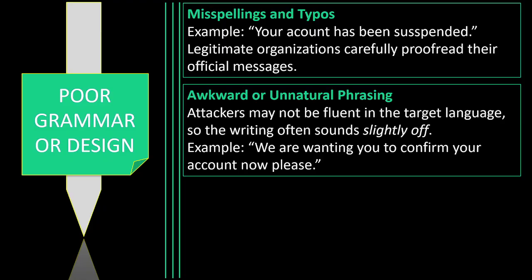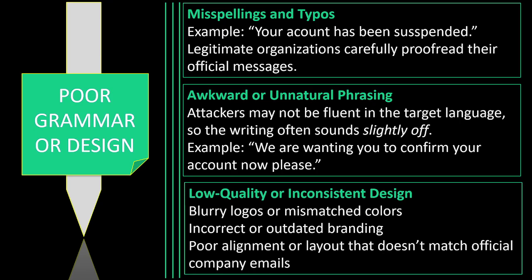Second is awkward or unnatural phrasing. Attackers may not be fluent in the target language, so the writing often sounds slightly off. For example, we are wanting you to confirm your account now, please. So see the grammar, we are wanting you. You can just go through the grammar part and easily detect it. Then you have low quality or inconsistent design: blurry logos or mismatched colors, incorrect or outdated branding, poor alignment or layout that doesn't match official company emails.